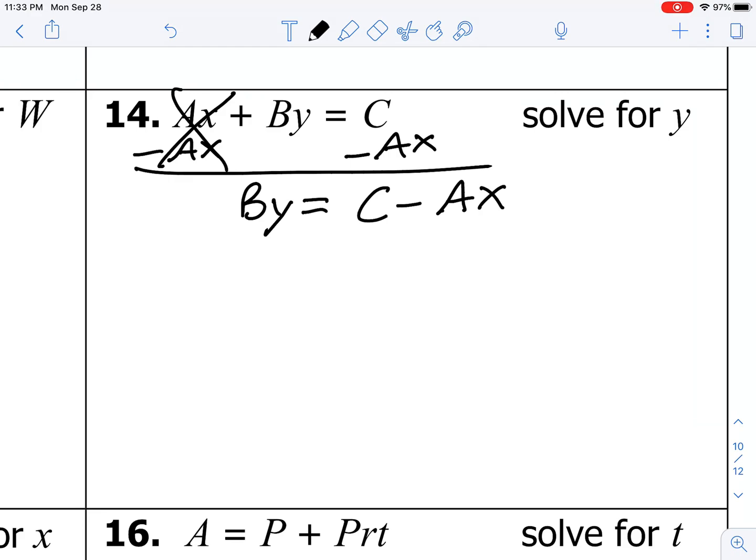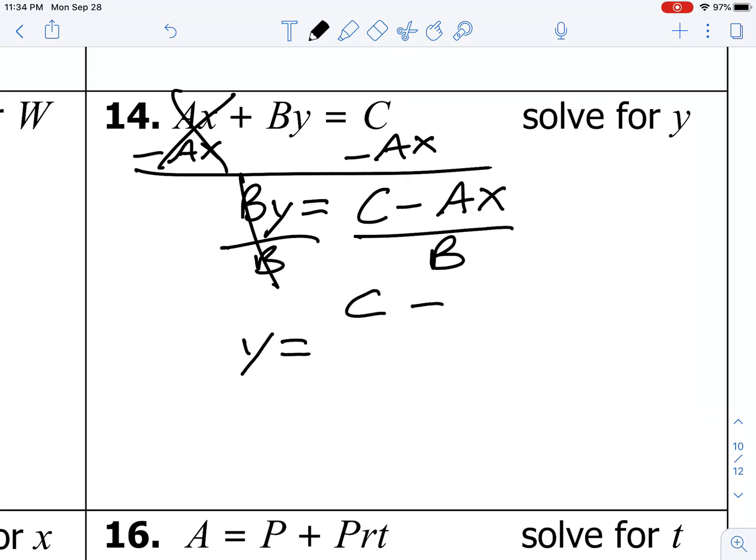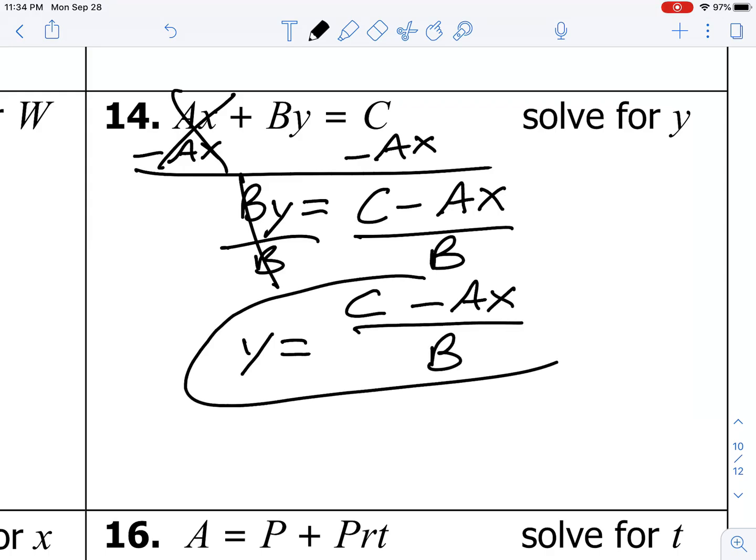All right? So now, solve for y. Okay? In order to solve for y, well, we need to get rid of the b. So we're going to divide by b. That's now gone. The y is by itself. And then c minus ax all over b. That would be your answer.